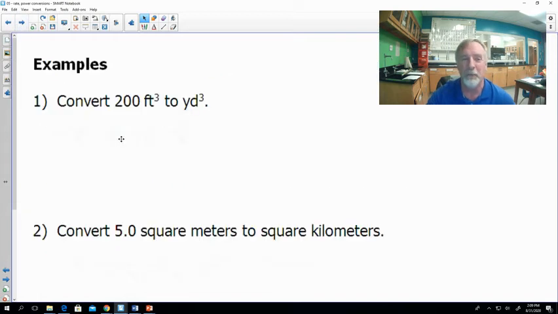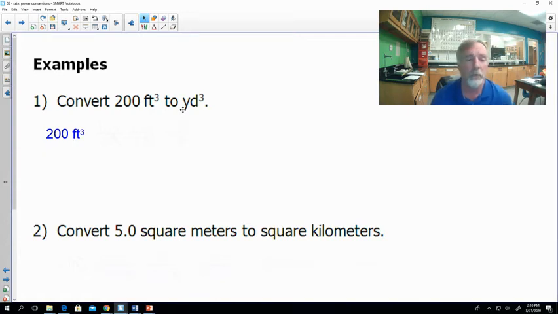Let's talk about rates now. Let's do one more set of powers, and then we'll talk about rates. So here, let's try 200 cubic feet to cubic yards. We're going to start off with our 200 cubic feet. Right? We know we're going from feet to yards. So our next term here is going to have yards and feet in it.